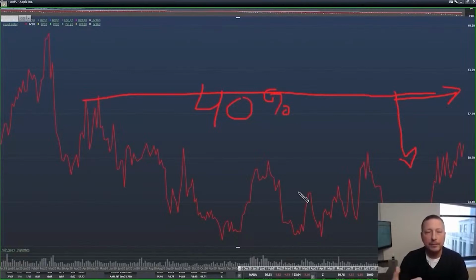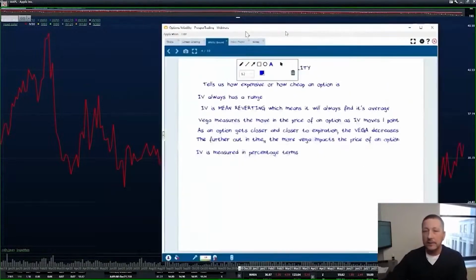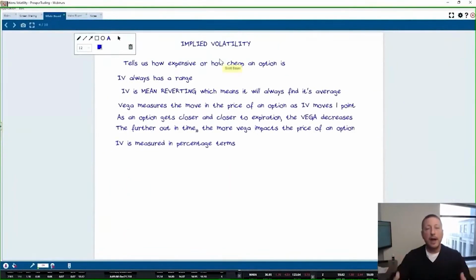But if we see that the implied volatility in Apple options is trading at 40%, we can look at that and say, that's really, really expensive. The more expensive the volatility is, the more expensive options are, the more premium that options will have. Okay, now, we just looked at Apple has an implied volatility of 40%. All right, Scott, great, it's 40%. What does that really mean? What does it mean if it's 20%? What does it mean if it's 80%?